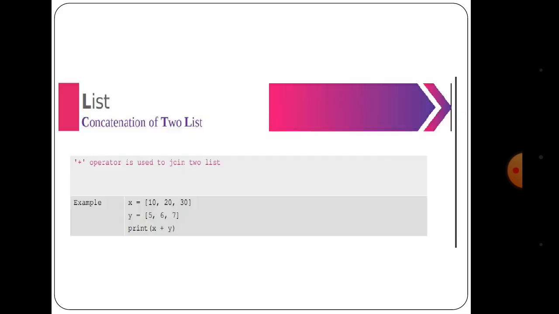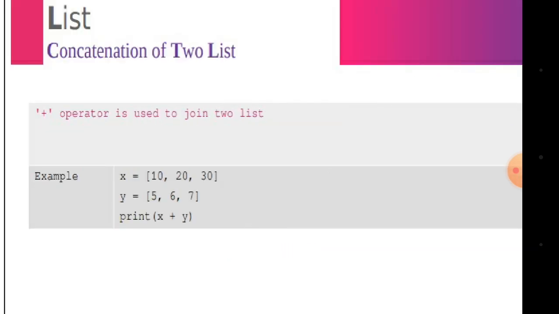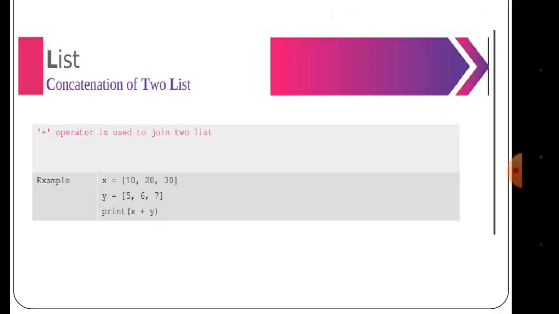Next, how we merge two lists, that is concatenation. Simple. Take one list in x, another list in y, and simply print x plus y. So the plus operator we can use. Which operator can we use for merging two lists? That is the plus operator. It will give the final result, print x plus y. So all the elements will be in one list.